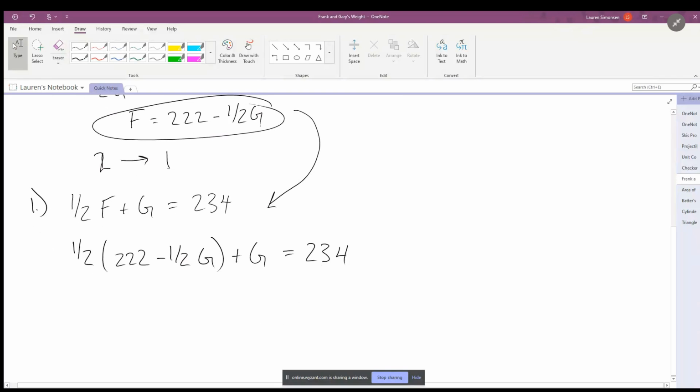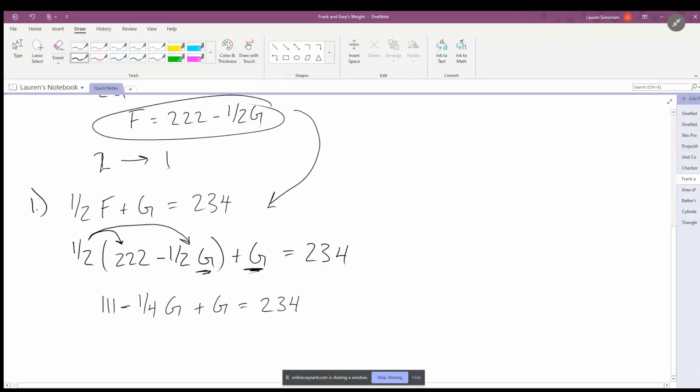So now if you look at this equation, we have two G's, and we have the rest numbers, so we should be able to solve for G. Now, we've got this 1/2 value, and because it's outside of the parentheses, we need to multiply it through the parentheses. So 1/2 times 222 is equal to 111. You can plug that into your calculator. And then 1/2 times 1/2 is equal to 1/4. So subtract 1/4, and we still have the G there. And then we have to add a G, and we have 234.